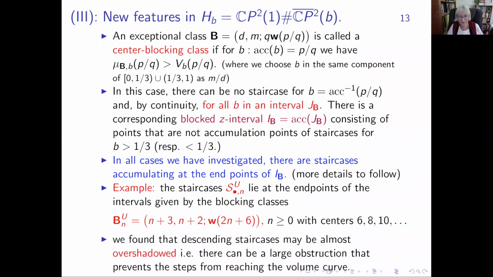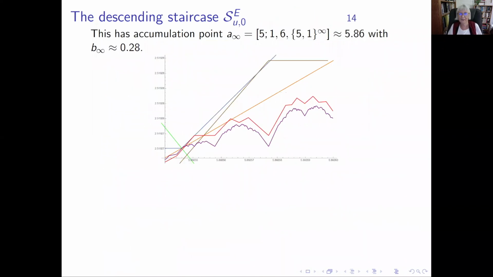And the other thing we can say is this other little point, that our staircases don't always look as nice as the Fibonacci staircases, and they can be almost overshadowed. We've not found any potential staircases that are actually overshadowed, but they can be almost overshadowed in the sense that there's a large obstruction that prevents the steps. If you look, the capacity function never reaches the volume curve. And here is a picture to show you what I mean.